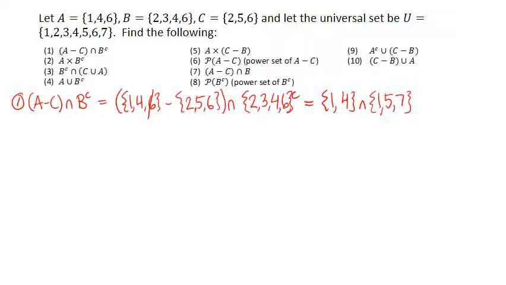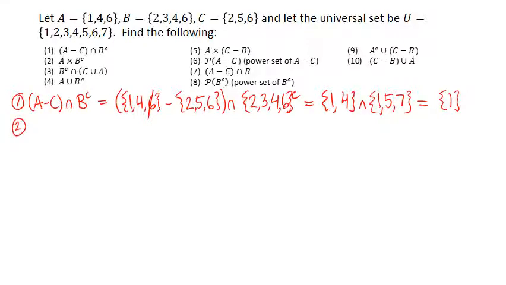Okay, so now that I'm down to this point, I'm just doing an intersection of the set {1, 4} with the set {1, 5, 7}. So that is everything that's in the overlap. Remember, when you have the intersection of two roads, that's where they overlap. So the intersection is the overlap. So this is just going to be {1}.